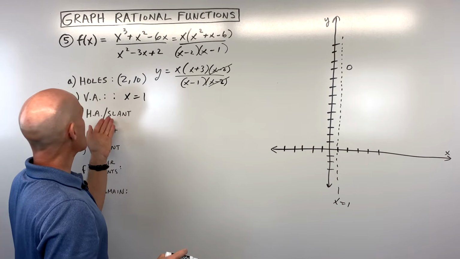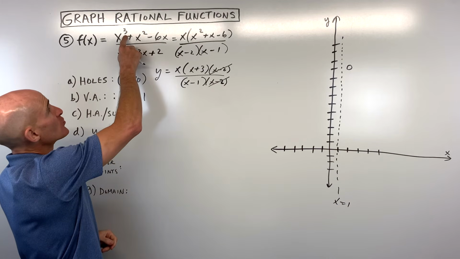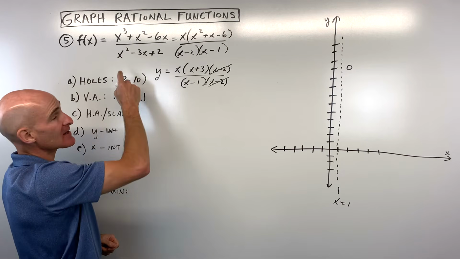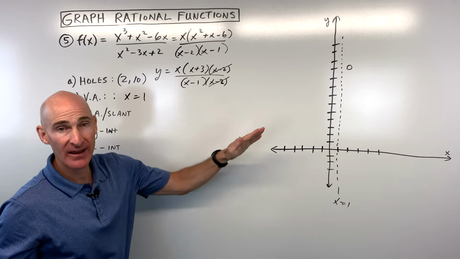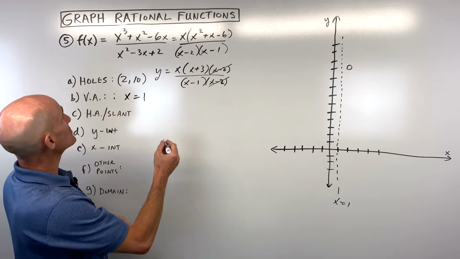And then for our horizontal or slant asymptote, which one do you think it is? Well, notice that the degree in the numerator is 1 higher than the highest power term in the denominator. That tells us we're going to have a slant or a diagonal asymptote. And the way that you find the equation of that asymptote is to do some long division.